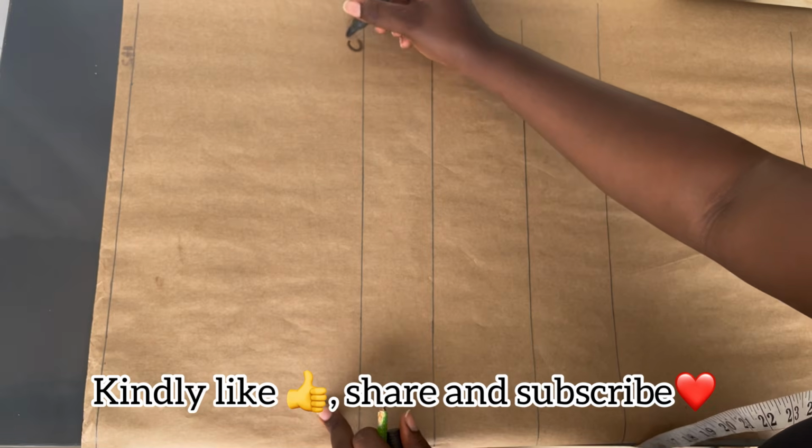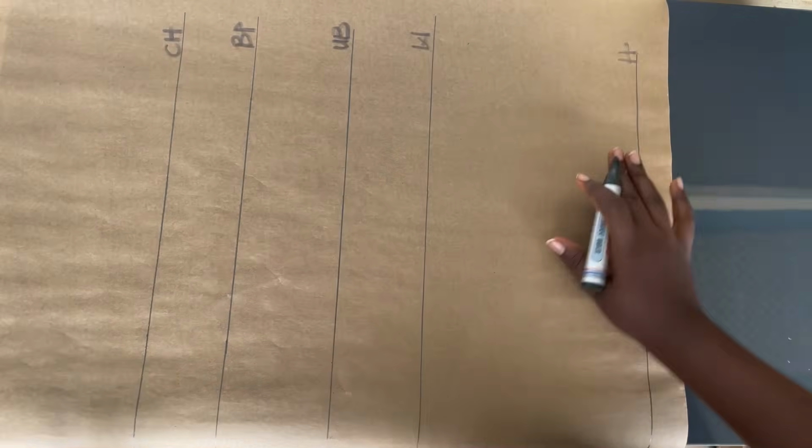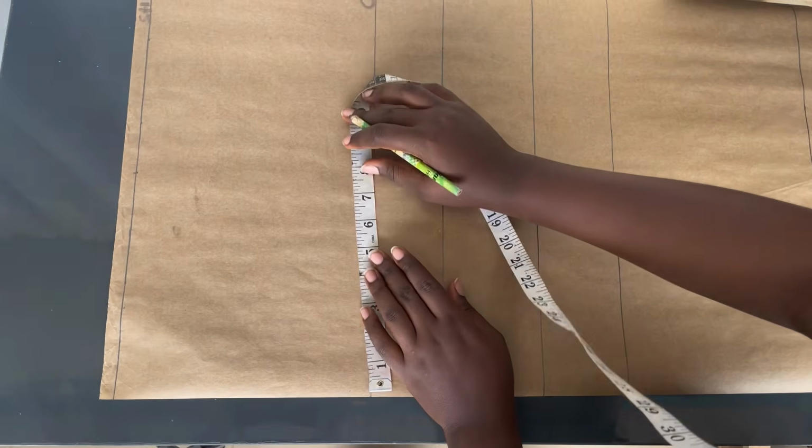Alright, so I'm going to begin by drafting out the pattern. Now you can most definitely cut this out directly on your fabric. You don't have to do a pattern for this, but I think it's just clearer to explain with a pattern than cutting it out on the fabric.